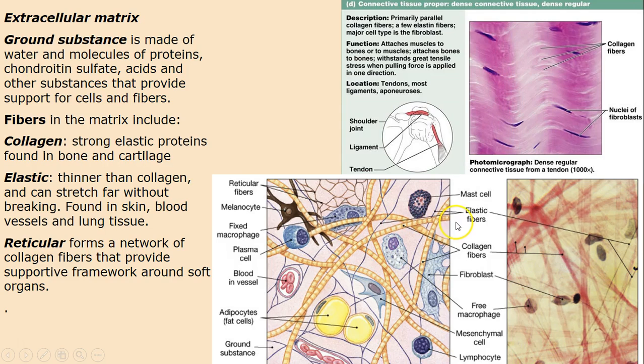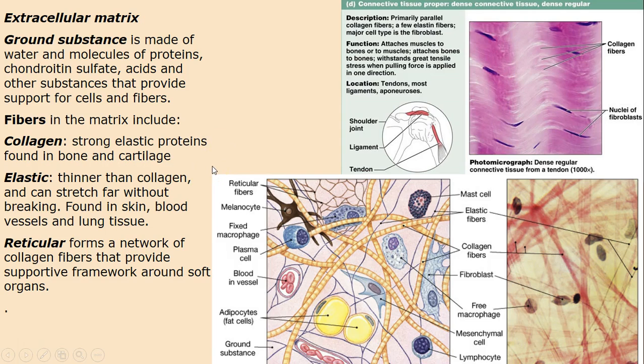The fibers that we can see under the microscope is collagen. These tend to be very thick and elastic. Find it in bone, cartilage. Thank goodness, because if it wasn't there, our bones would shatter when we bump them.